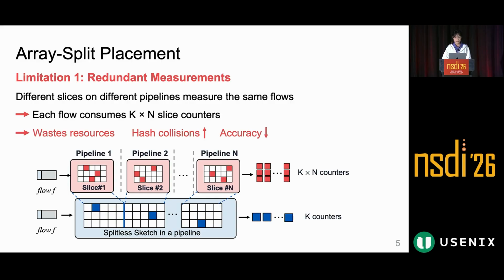The first problem is redundant measurement. In array split placement, packets from the same flow may traverse different pipelines. For example, routing rules, ECMP, or per-packet load balancing can send packets with the same flow key to different pipelines. As a result, the same flow may be measured repeatedly by multiple slices. If each flow originally needs k counters in a sketch, then in array split placement, it may consume k times n counters, where n is the number of pipelines. This wastes scarce switch memory and increases hash collisions. Eventually, measurement accuracy will drop.